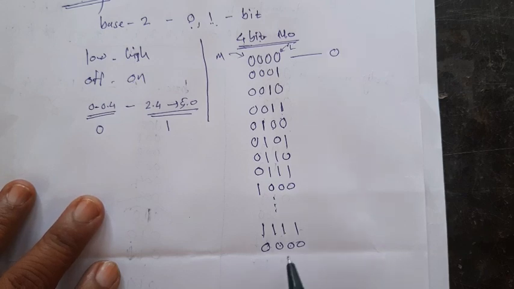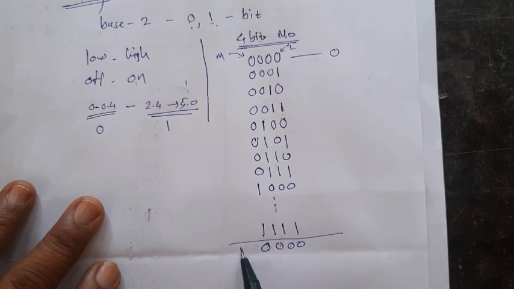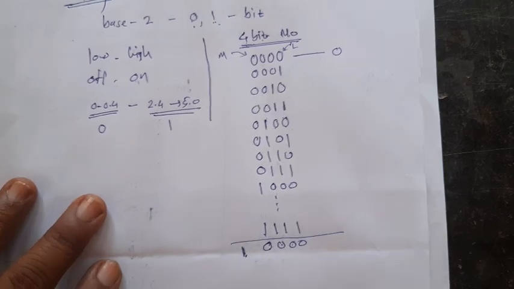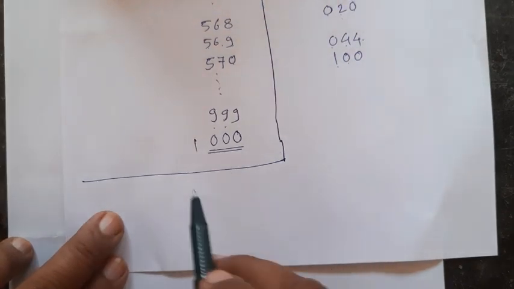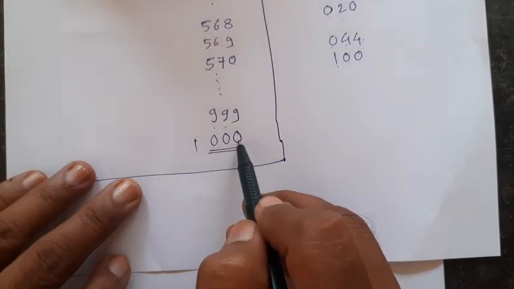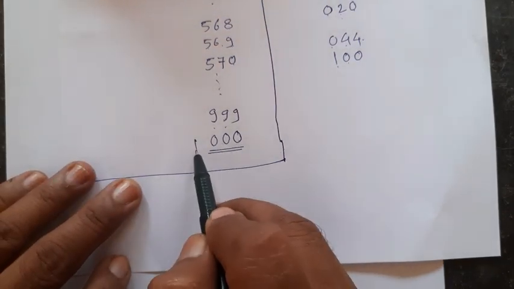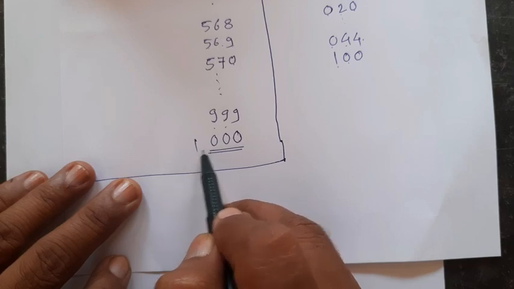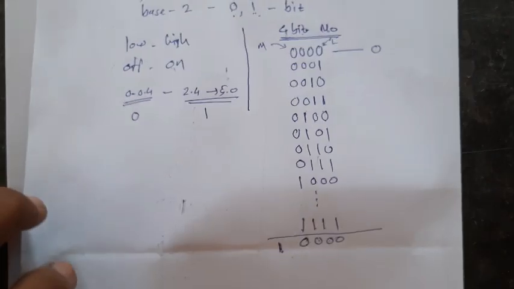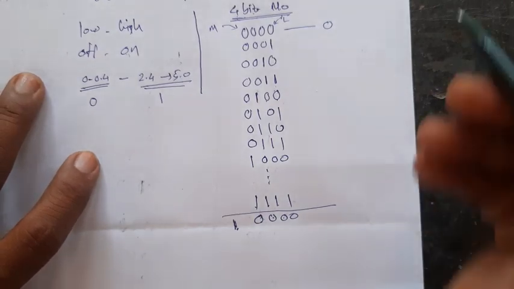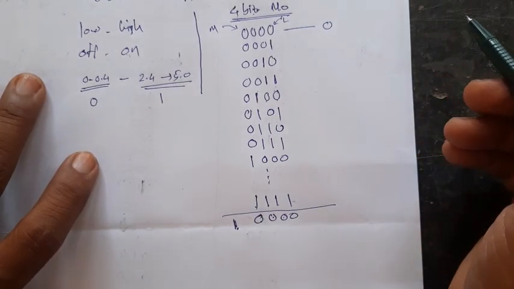But now to count further, we need a 5-bit number, because the next number is the 5th bit, which is to be increased by 1 from 0. Like in the case of the decimal number system, after 999 we need a 4th digit, that is the number will be 1000. The same situation will be here, and this can be treated as our binary number system.